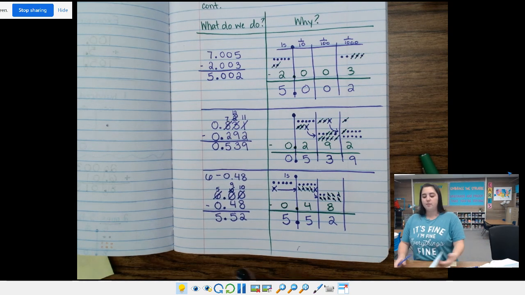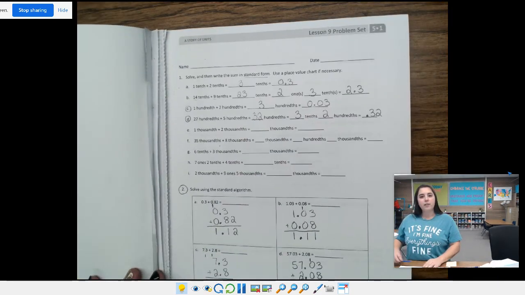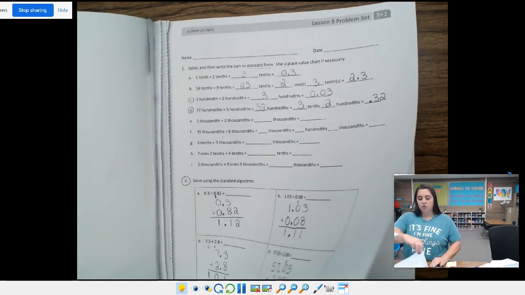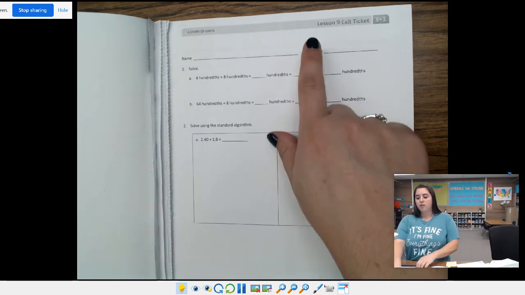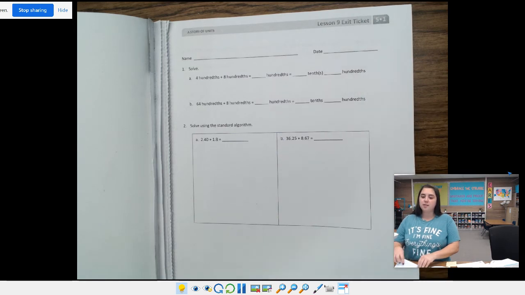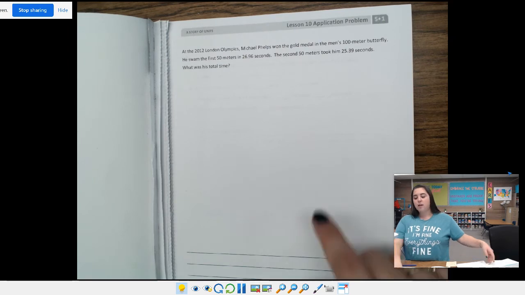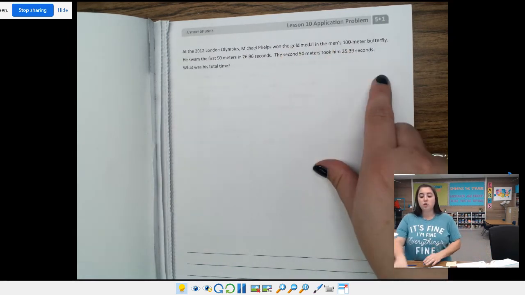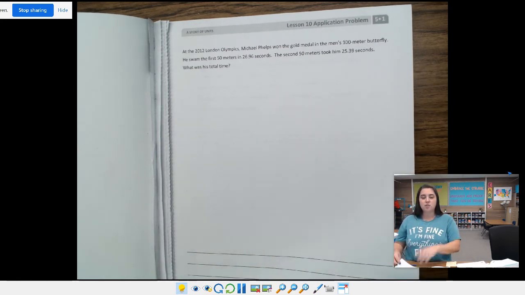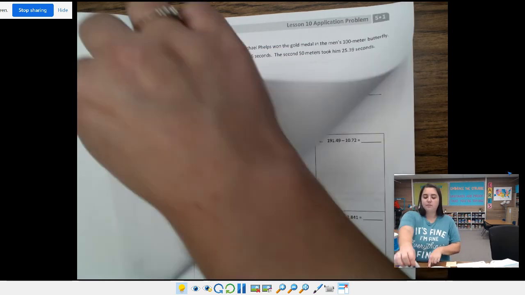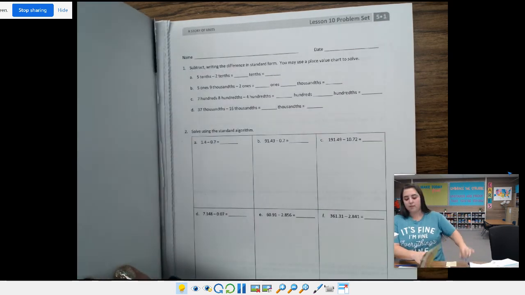Let's do some practice. So in your problem set, when you open it up, the first thing I see is my lesson 9 that I did earlier. I'm going to take that, rip it out, and put it inside of my math folder. Then we have the lesson 9 exit ticket. You're going to need this. So take it, rip it out, put it inside your math folder. Lesson 10 application. We didn't do that today because you already needed to know how to add decimals. And of course, that was today's lesson. So we didn't do this yesterday. Take it out, add it into your math folder. Now we're on lesson 10. Lost my pencil. Here we go.